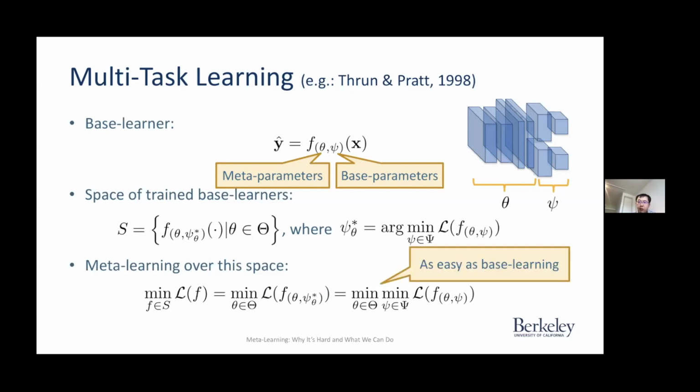Now, of course, this can actually be done jointly. This is as easy as base learning, so we can learn theta and psi simultaneously. That is why in some papers this is not considered to be an instance of meta learning, but rather an instance of base learning.